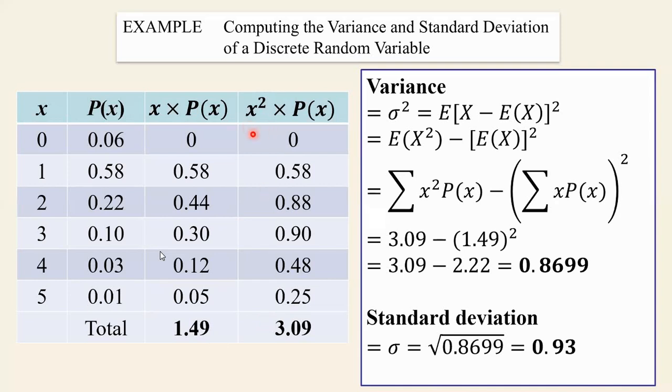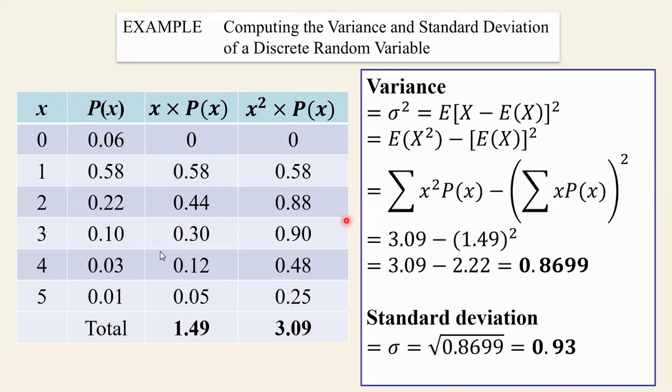Then we need another one, x squared into p(x). Again, this column should be multiplied by x. So 0 into 0, 0; 1 into 0.58, 0.58; 2 into 0.44, 0.88; 3 into 0.30. Similarly, we multiply this column by x, the corresponding x values. Then we add all these figures, and you will get 3.09.